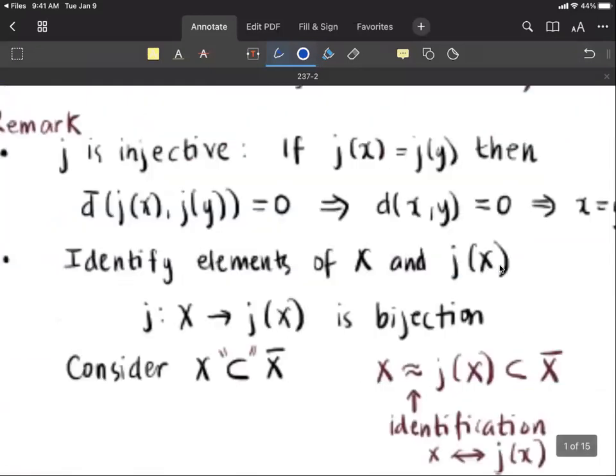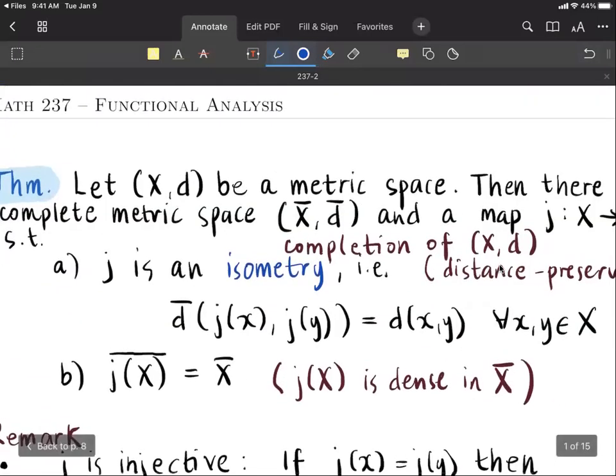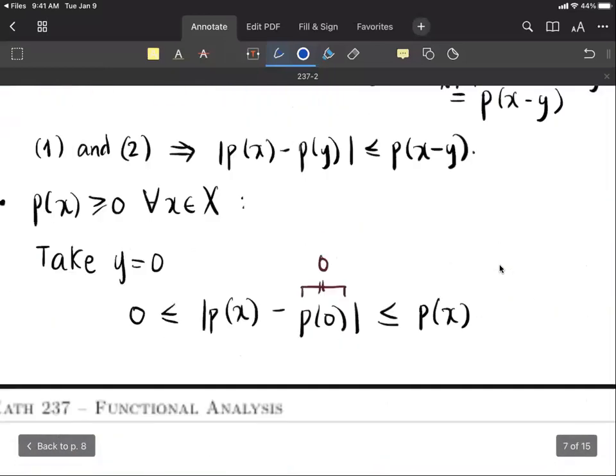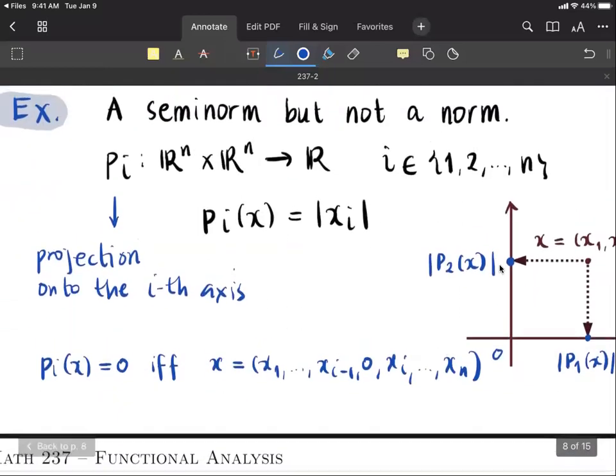Okay. Oops, I apologize for that. Let's go back to the... Okay. So you can have a seminorm that is not a norm. Here, n, of course, is taken to be greater than or equal to 2.